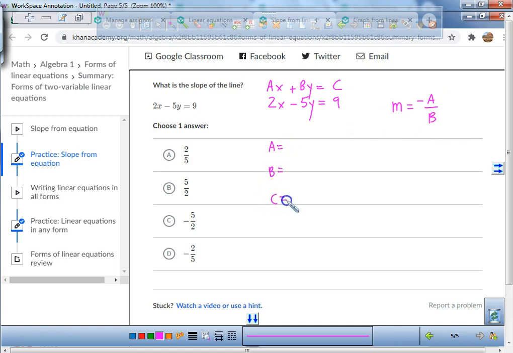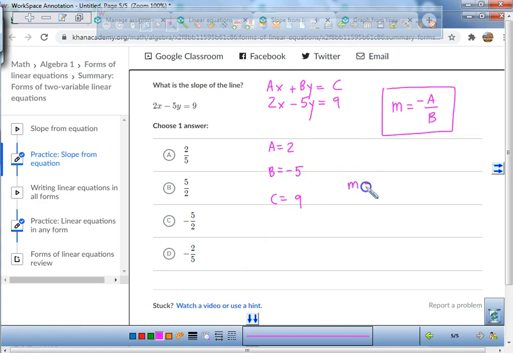What is our a value? Just 2. What is our b value? Negative 5. And what's our c value? 9. So I'm going to pause the video to give my students a chance to catch up. I want them to write this. This is huge. And I want you to write A, B, and C. All right, here we go.